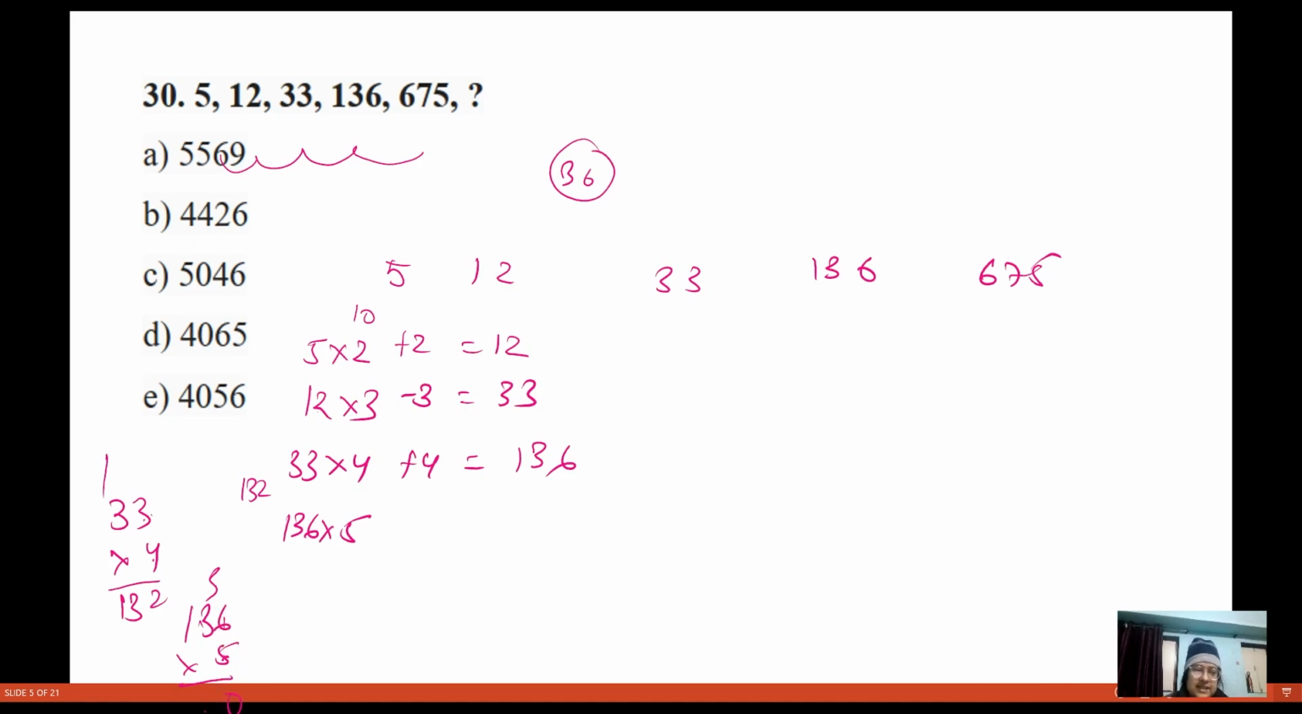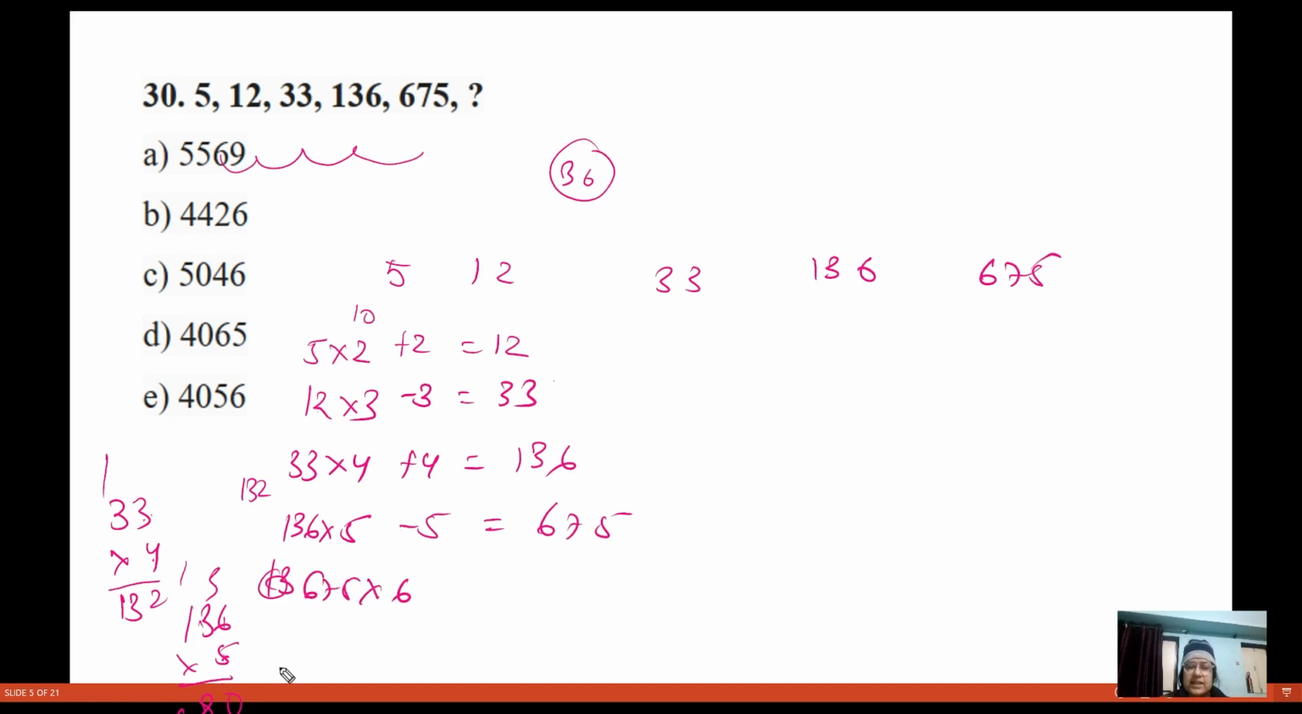Okay, 15 plus 3 is 18, so 680. So 680 minus 5 is 675. So I think by now you have understood the logic. 5 into 2 plus 2, 12 into 3 minus 3, 33 into 4 plus 4, 136 into 5 minus 5, 675. So now what?